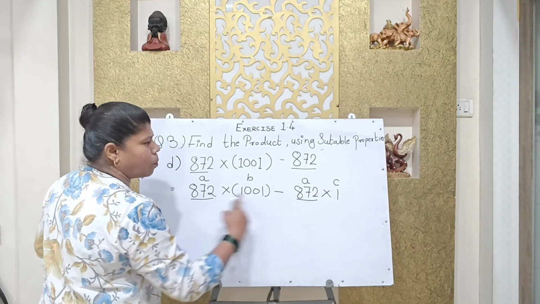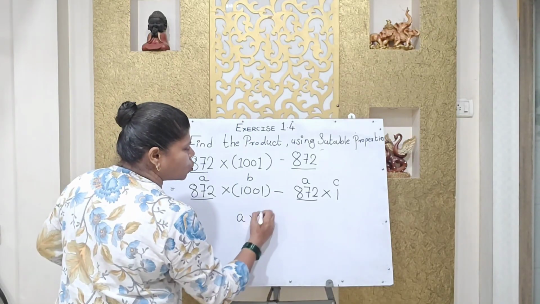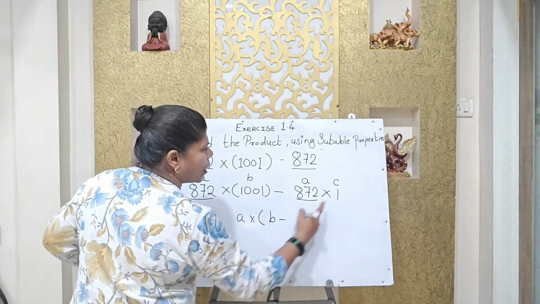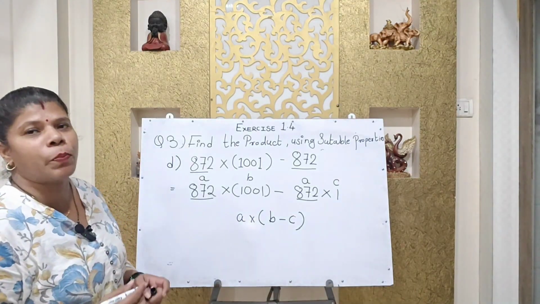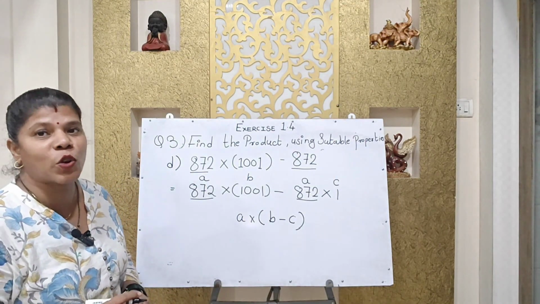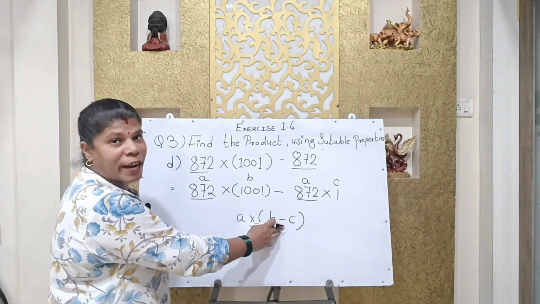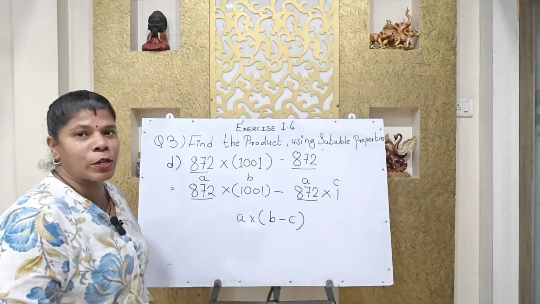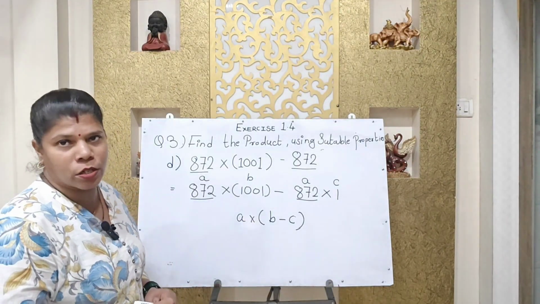A, if we take A common from both, what is left here? Into B minus C. This is the distributive property of multiplication over subtraction. What are we doing here? Which function are we performing here? Subtraction. So it is the same distributive property, the distributive property of multiplication over subtraction. Okay?